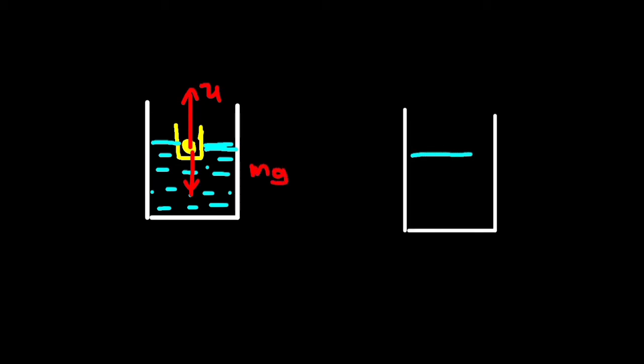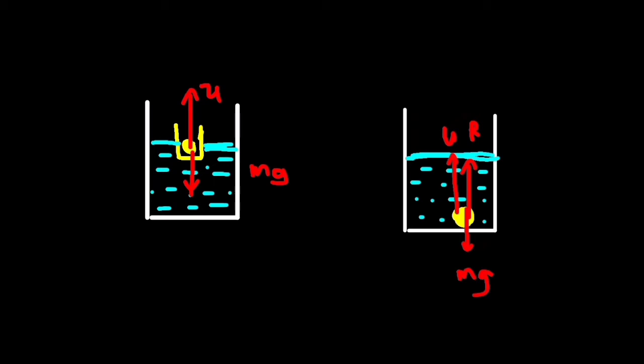Let us explore. Here we have two cases. One, the object is floating, and in the other case, the same object has been sunk. Now, for ease of explanation, let's consider the beaker as weightless. Marking the forces, we have upthrust acting in case 1 and mg downwards. In case 2, we have upthrust, the reaction given by the beaker, and mg.